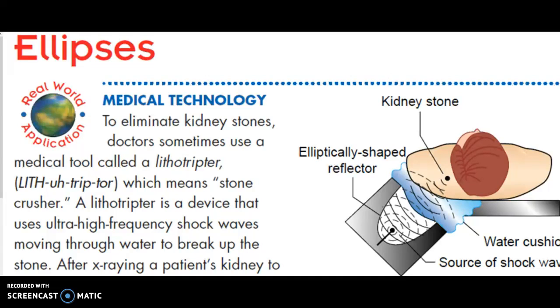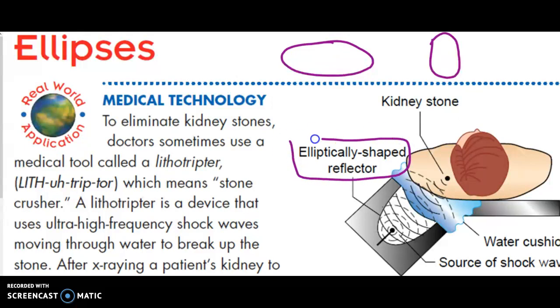Good morning. Today we're going to talk about ellipses. So an ellipse is basically what we used to just call an oval. So it would look like that, or it could look like that. And here's an application of it, even though you really can't see the elliptically shaped reflector.